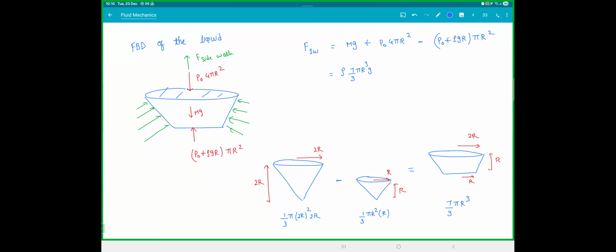P naught 4 pi r square, minus P naught pi r square. So you'll be left with P naught into 3 pi r square minus rho g pi r cube. 7 by 3 minus 1, that's 4 by 3. So rho into 4 by 3 pi r cube g plus P naught into 3 pi r square. That is the force due to the side walls. Check.